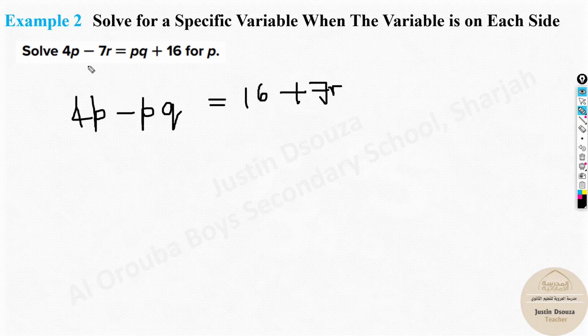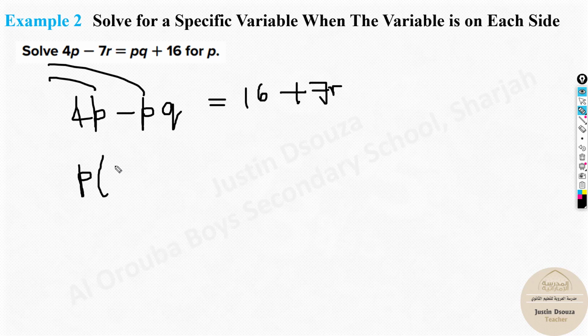I'll repeat the first step. 4p is as it is, but this pq, I need both the p's on one side so I can take them out common. So I move it to the other side, it becomes minus pq, 16 as it is, and this minus 7r becomes plus 7r. Now take these two p's outside common, so the p is gone.